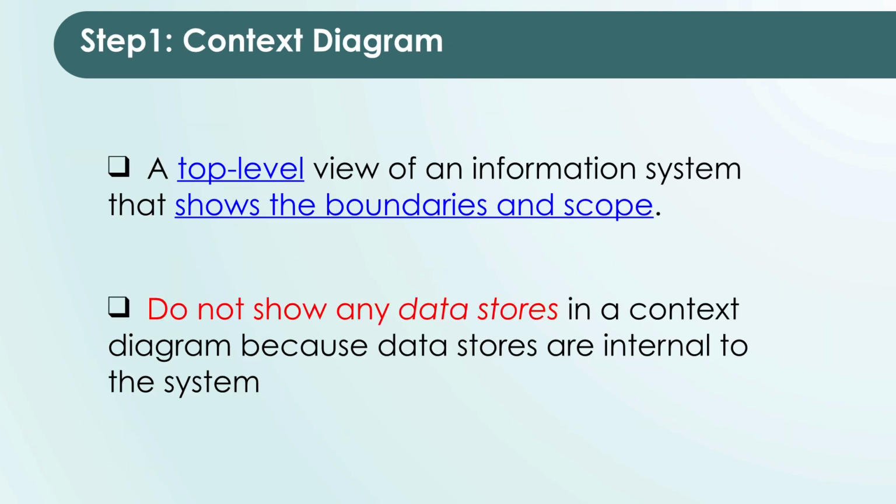Okay, now let's discuss the first step of drawing the DFD, that is drawing the context diagram. The context diagram is a top-level view of our information system. It only shows the boundaries and the scope of an information system. We can say that the context diagram is a helicopter view of a system. We see everything only at the top level.